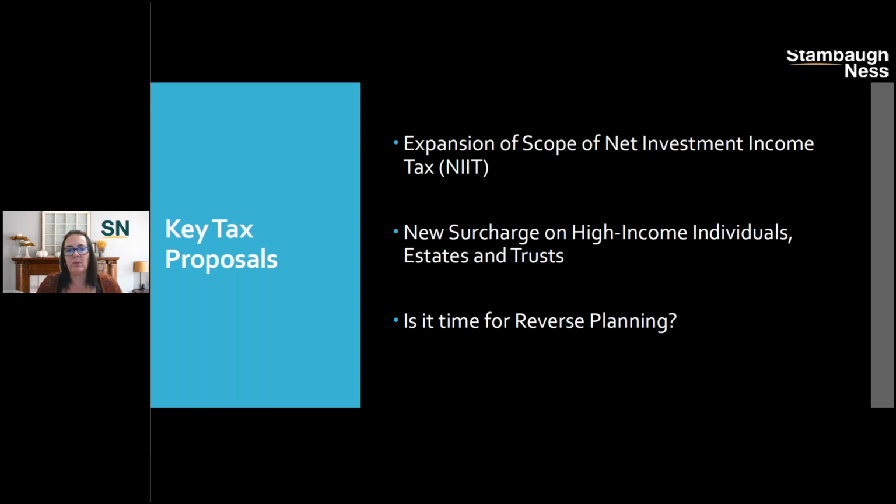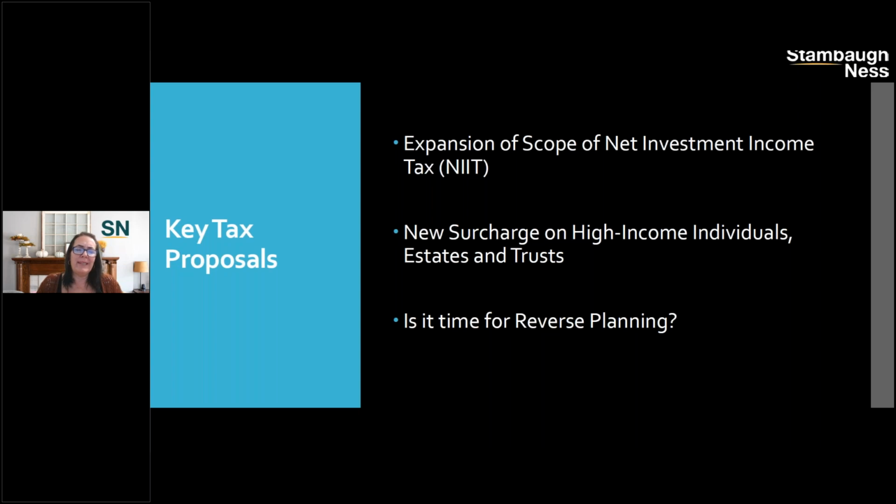There's also talk of that new surcharge on high-income individuals, estates, and trusts. Nobody really understands yet what that will entail. I think we just have to wait to see until the final bill comes out. But like I said, we're planning for multiple things here and trying to anticipate some things that we think could happen.